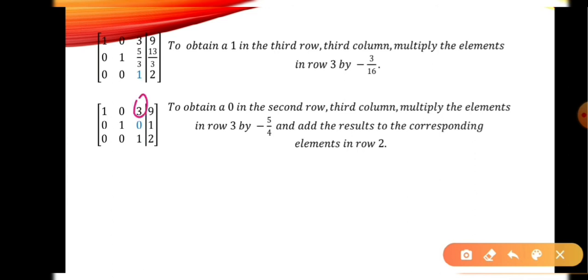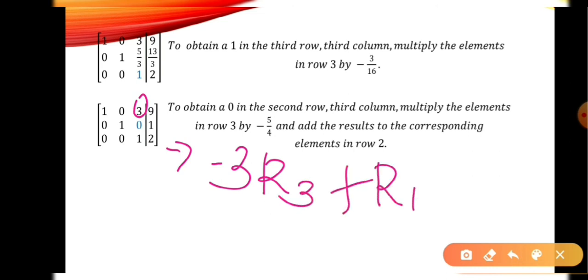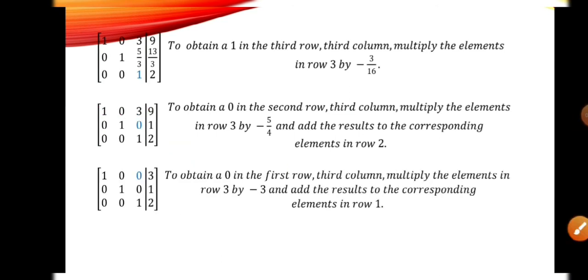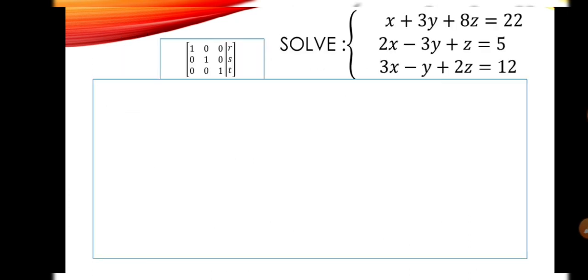And last one, you have to make this 3 into 0. In making that 0, you have to multiply your third row by negative 3 plus R1. Negative 3 times 1 is negative 3 plus 3 is 0. Negative 3 times 2 is negative 6 plus 9 is 3. And then we have 3, 1, 2 as our solutions. So these are the solutions.